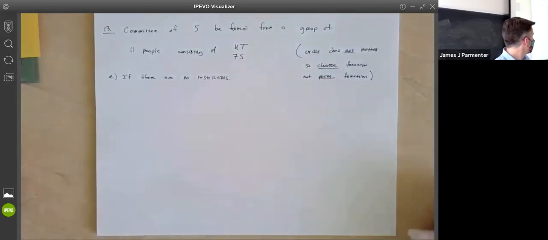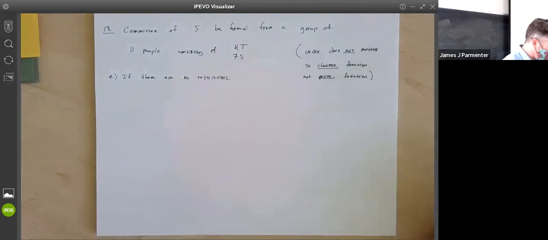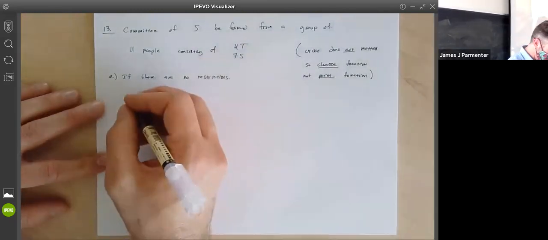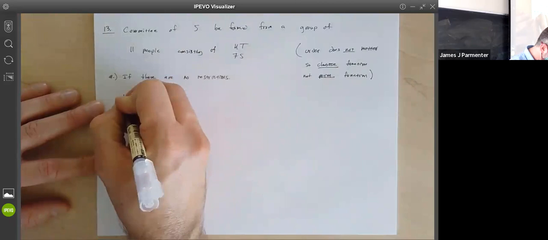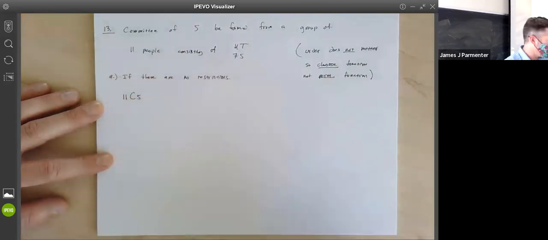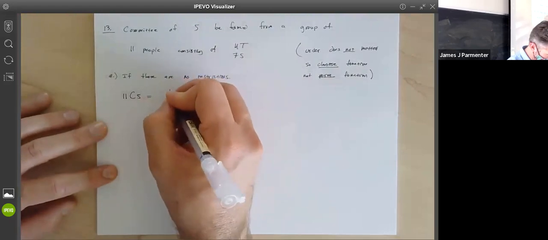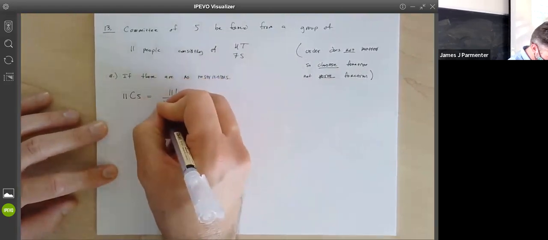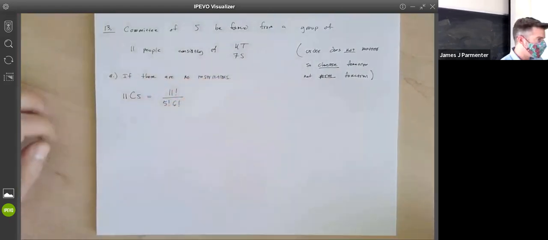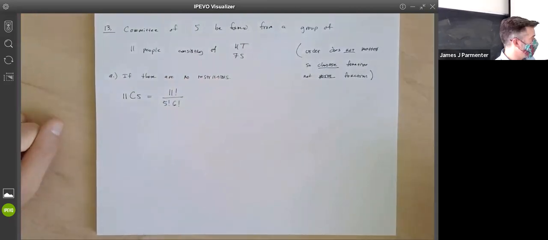So there's no restrictions, we can pick any of the 5 people. So we're going to say, okay, well, if there's no restrictions, it's going to be 11 choose 5, which you should at least probably write out as 11 factorial over 5 factorial times 6 factorial. I would do at least that much.